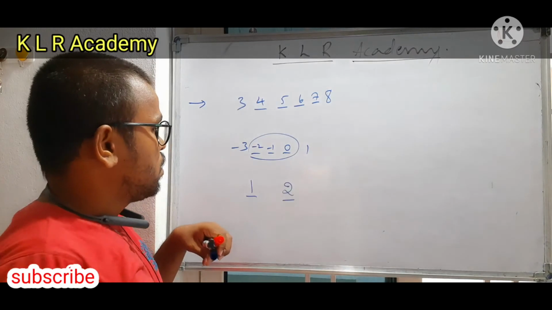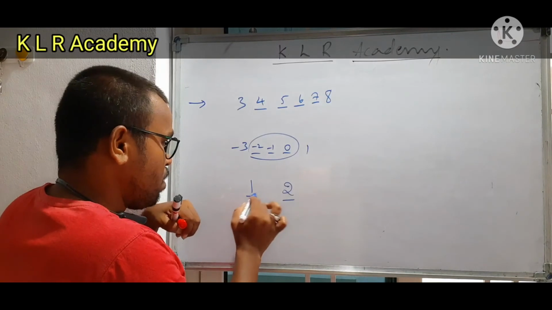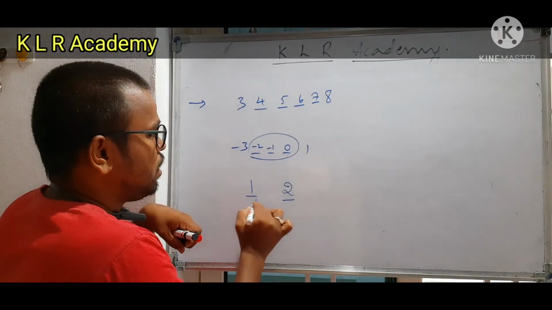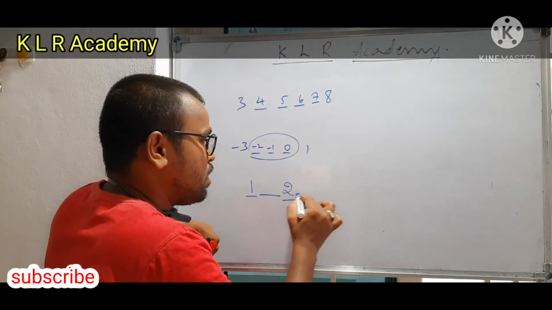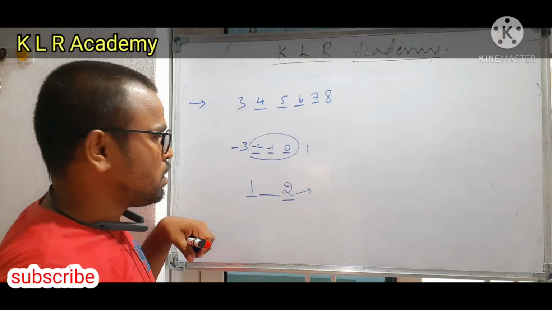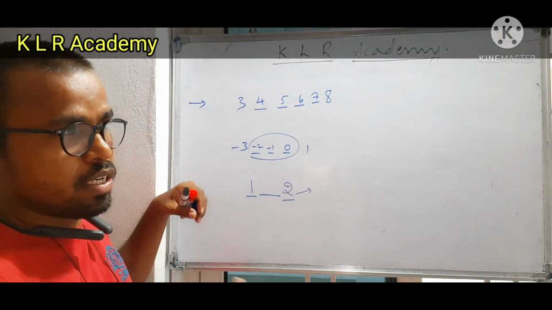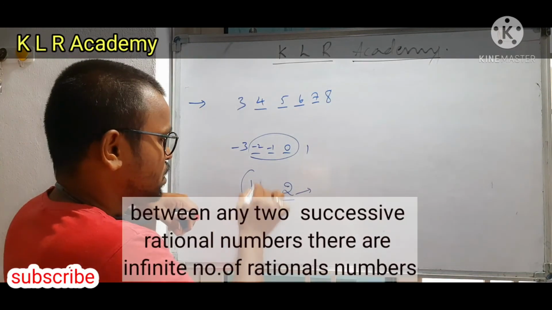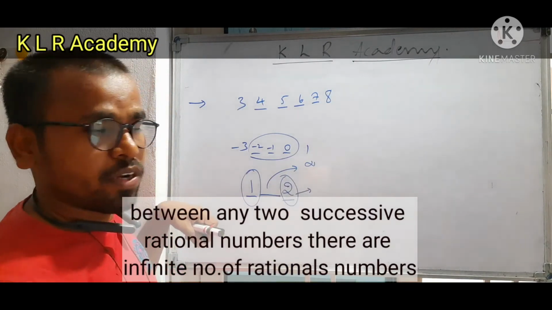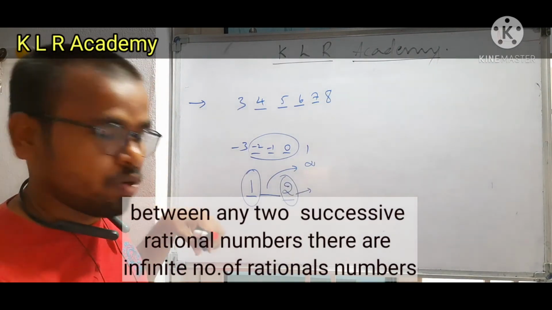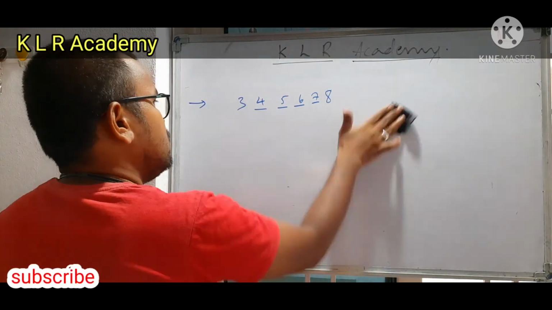So how many numbers are there between 1 and 2? Find it. Generally we say no numbers are there. But there are an infinite number of rational numbers between any two successive integers. Okay, right? How? Let us see.